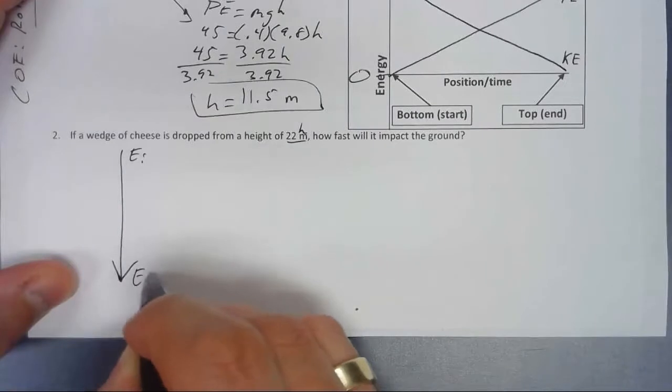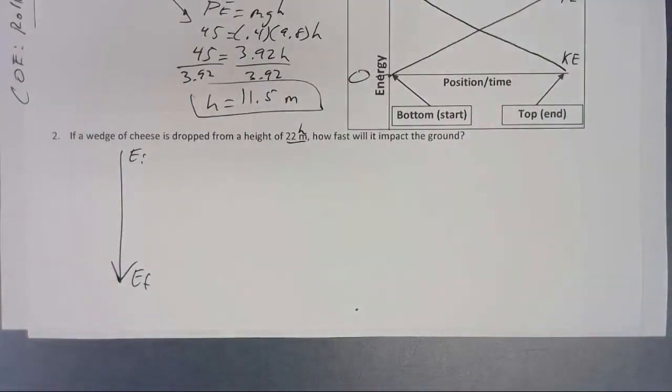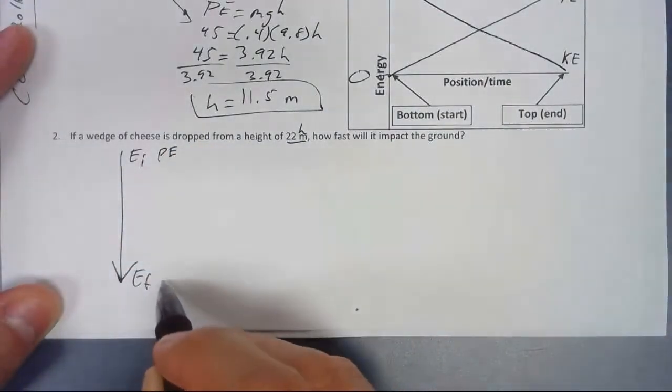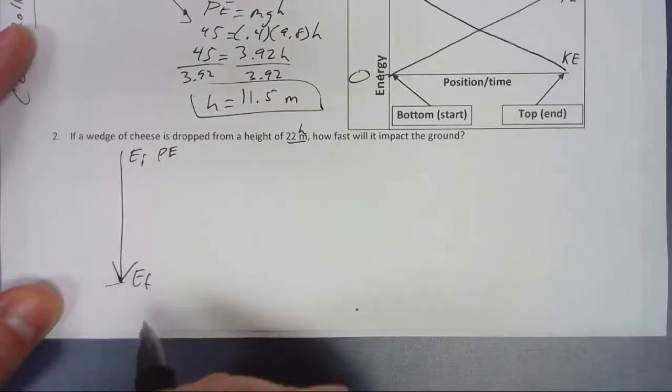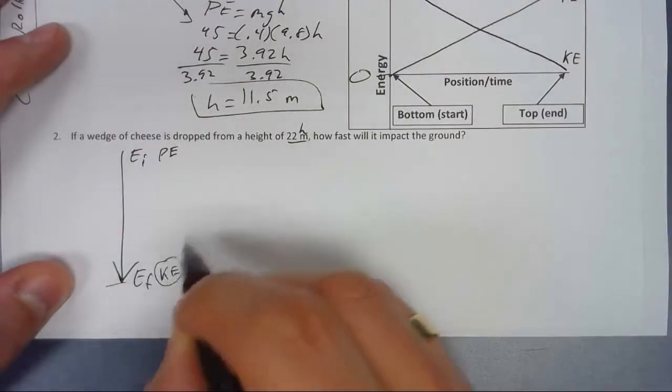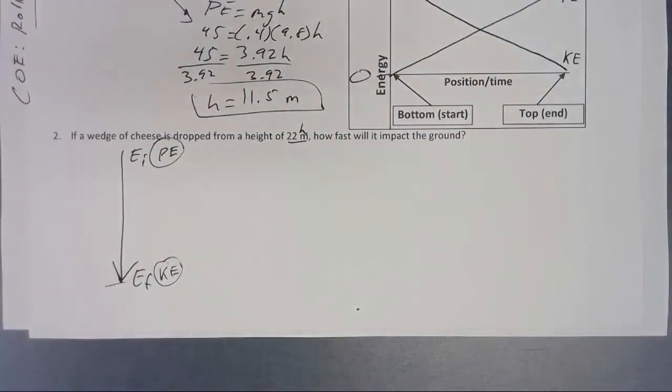EI at the top, EF at the bottom. You must draw pictures with these problems. If you don't, you're probably not going to be on the right track. And when you draw a picture, you must make a decision about what kind of energy is happening at your EI and EF locations. At the top, it's all potential energy. At the bottom, there's no height left. This is just before it hits the ground. The potential energy has been converted into kinetic energy. And we'll kind of put a lot of that together in just a minute.